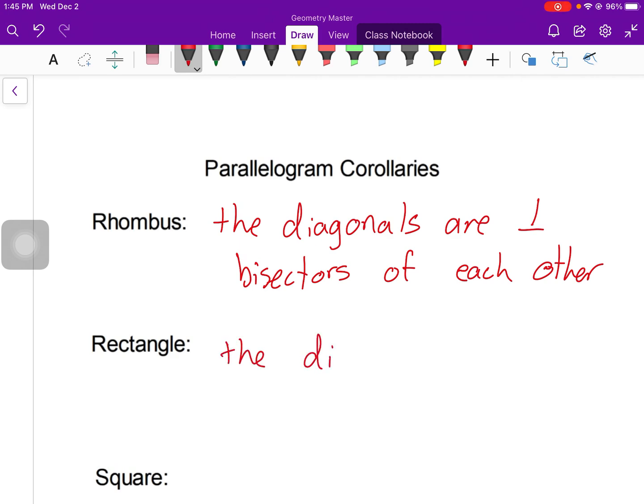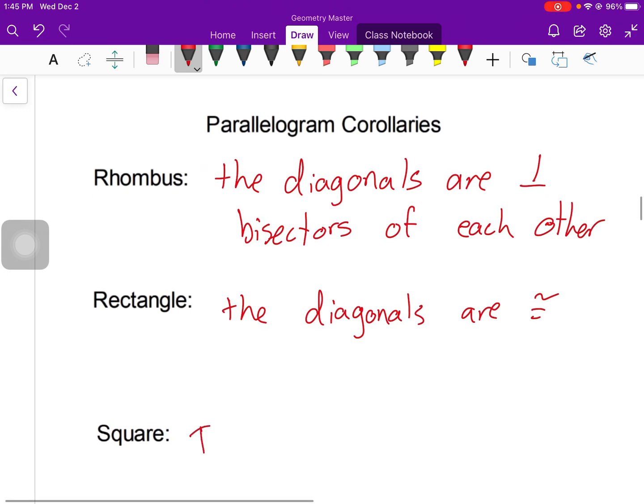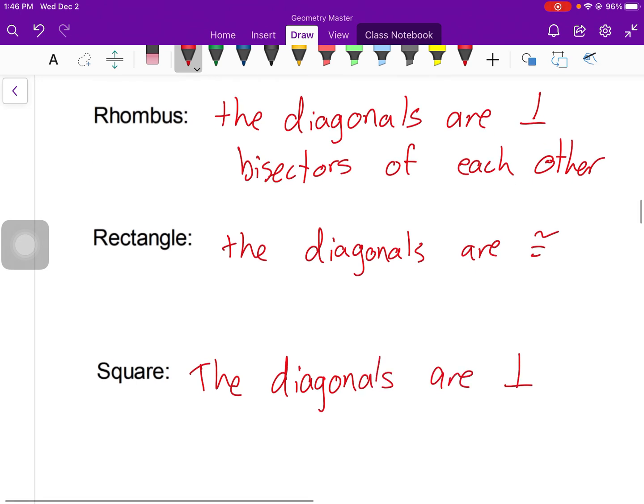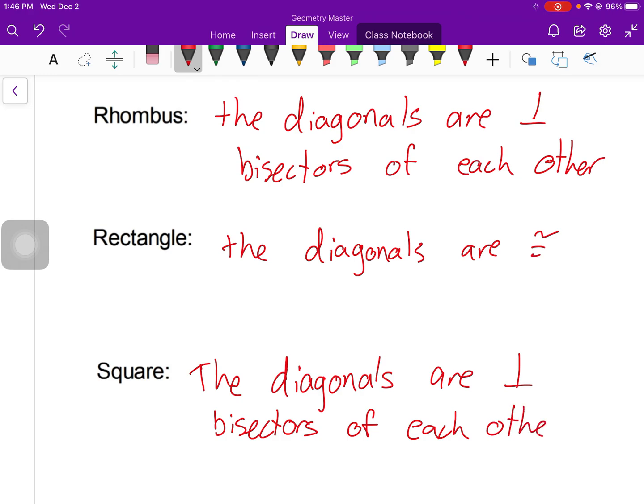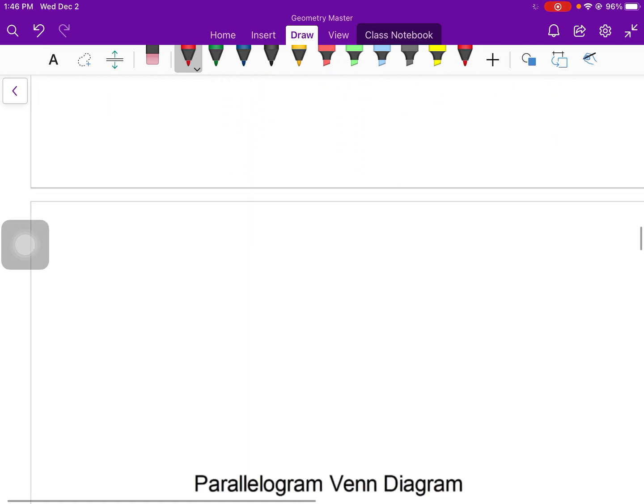A rectangle, the diagonals are congruent. And squares, all of the above, the diagonals are perpendicular bisectors of each other and are congruent. Squares are just extra special things. It's a rhombus and a rectangle all at once.